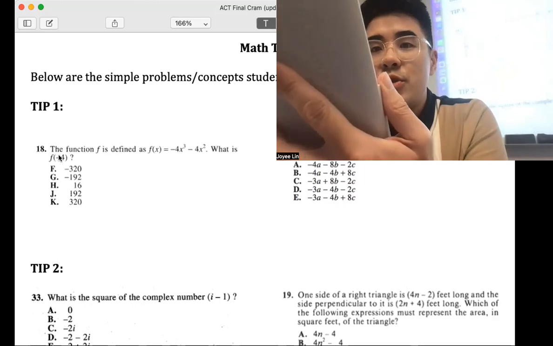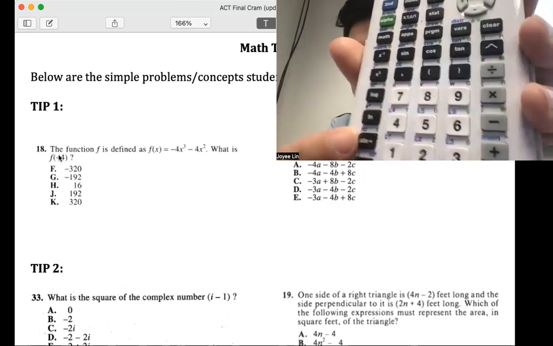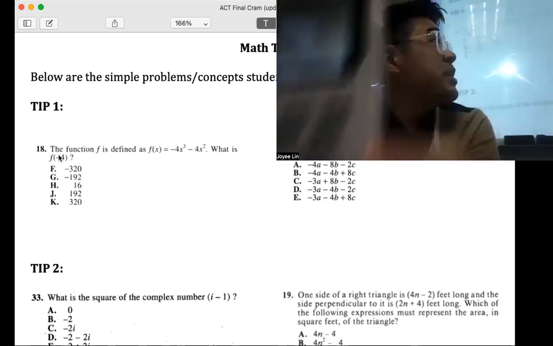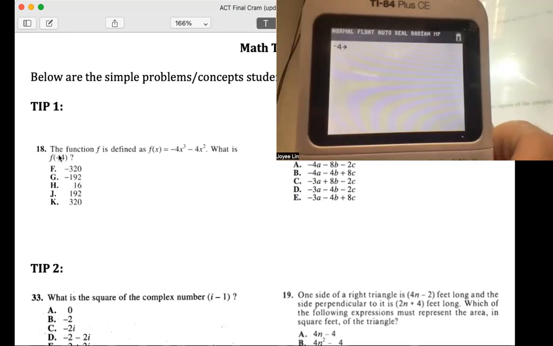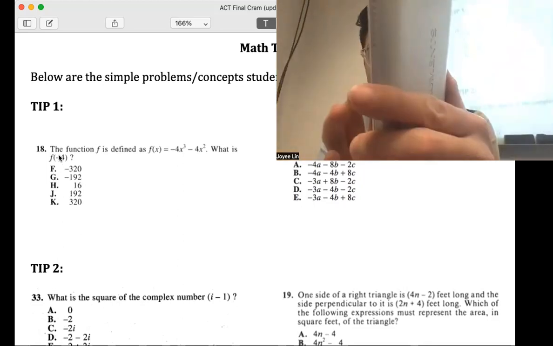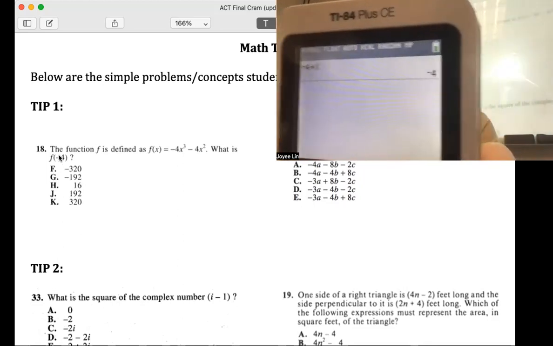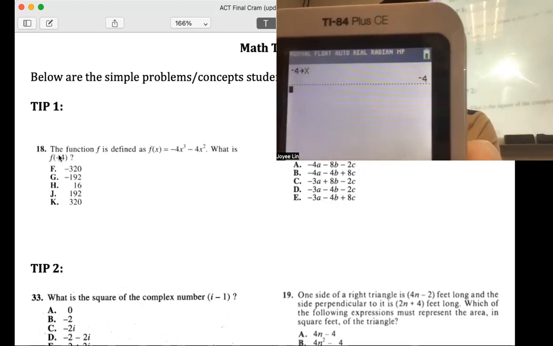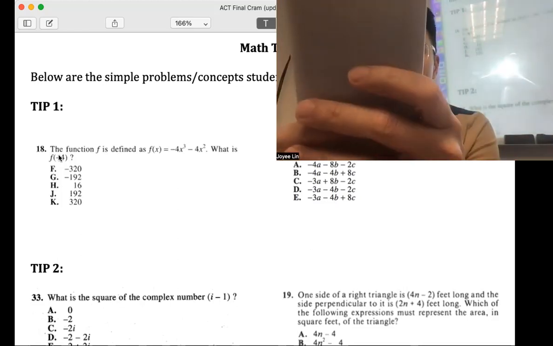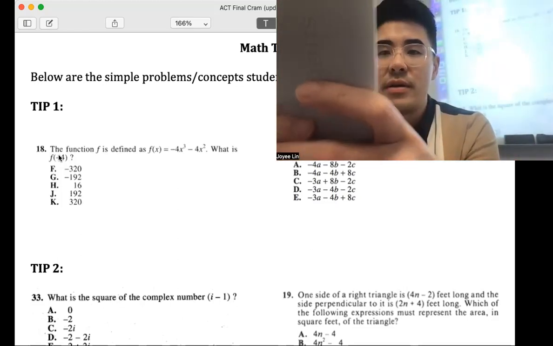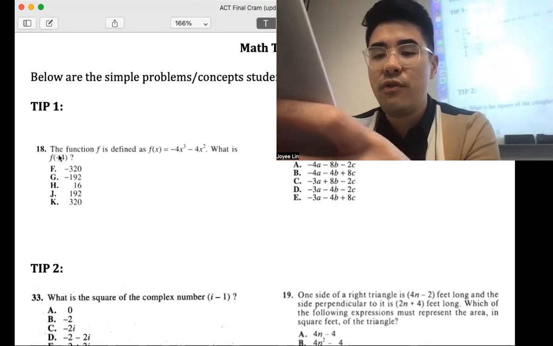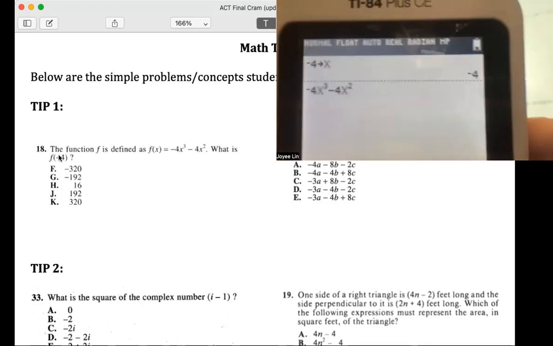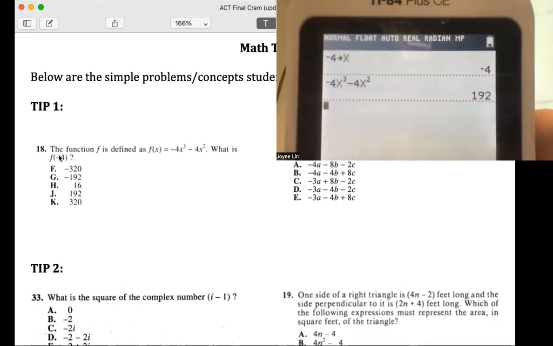If I want to store, you should all have a STO button right above your ON. So I'm going to do -4 STO, and I'm going to plug in for x. Then I press enter. Now it says -4, which means I've stored it in for x. So now I can plug in the question exactly as it's written on the paper: -4x cubed minus 4x squared. I've written it exactly as it is on paper, I hit enter, and it's 192.